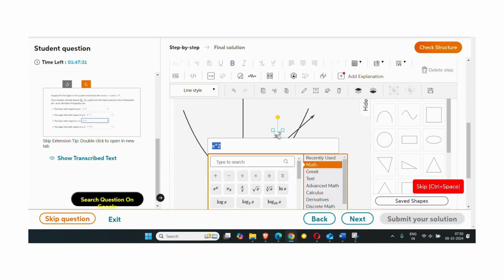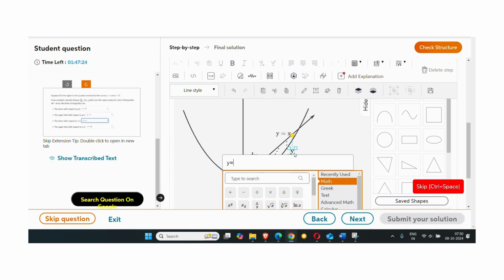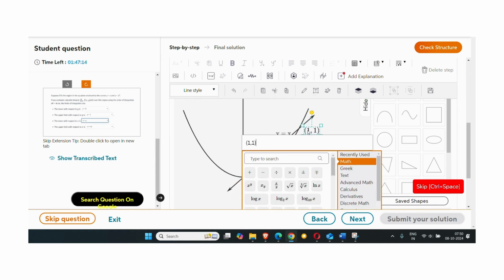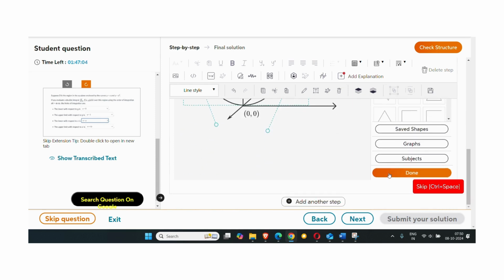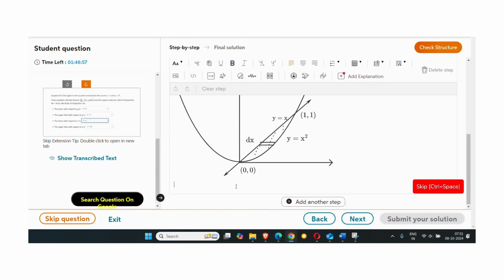The function here is y equal to x. This is the function y equal to x square. So the points of intersection are 1 comma 1 and 0 comma 0. Understand? This is the region now. As you can see, the horizontal strip varies from the left hand part to the right hand part. The left hand graph intersects with y equal to x, right?